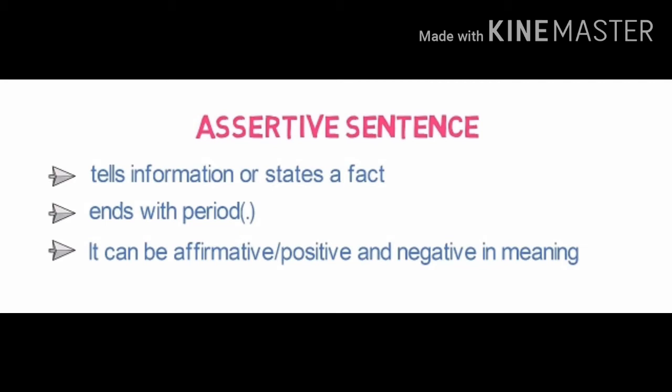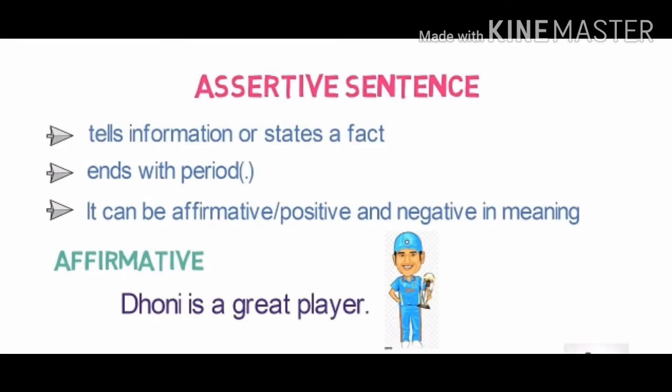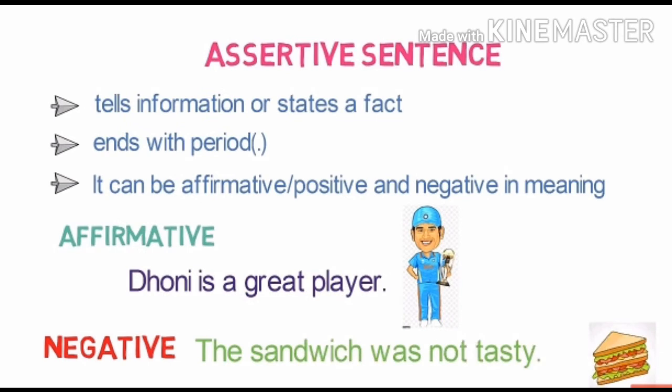Let me give you an example of an affirmative sentence. Dhoni is a great player. Now let us see the example of a negative sentence. The sandwich was not tasty. Here you can see that the meaning is negative. So this is a negative sentence.